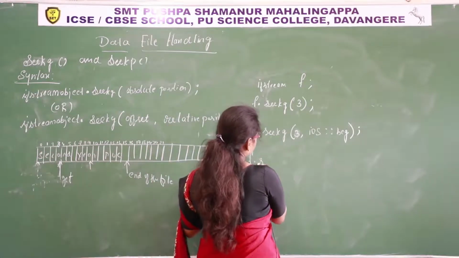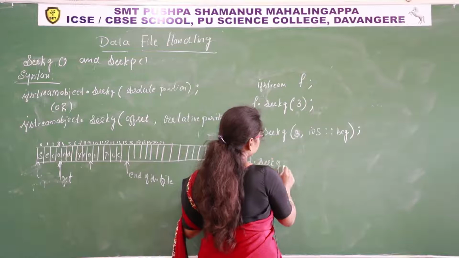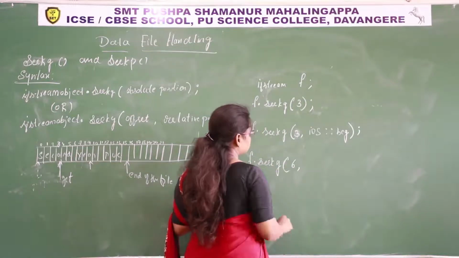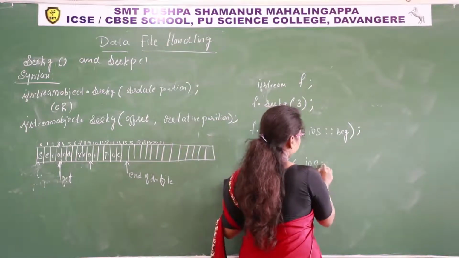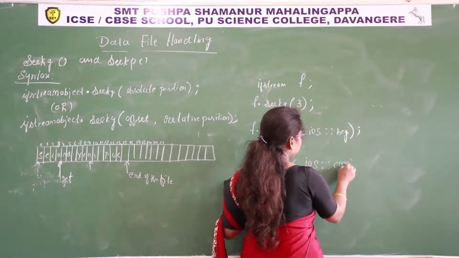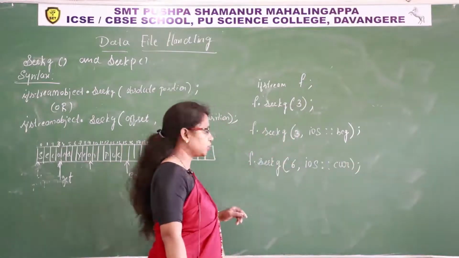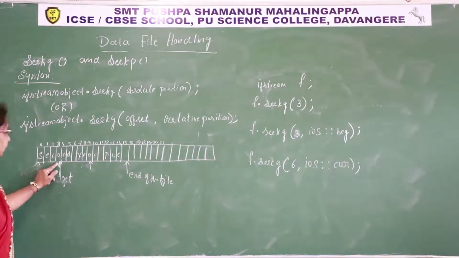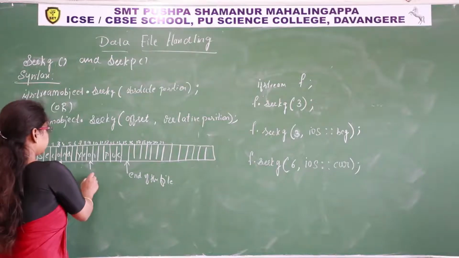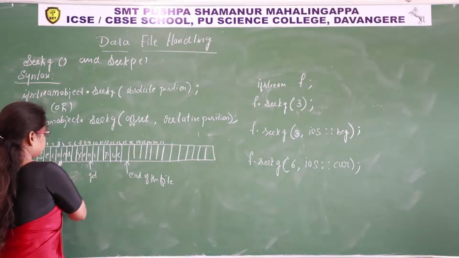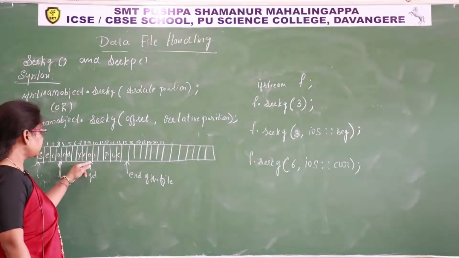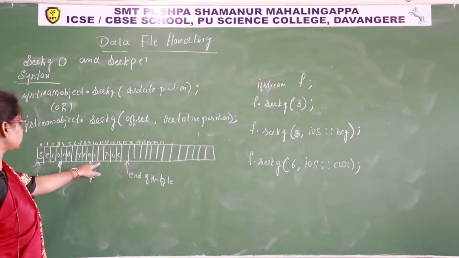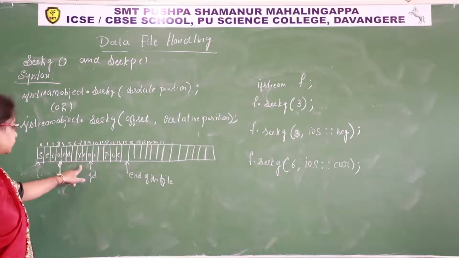f.seekg(6, ios::cur). CUR means current location. Right now its position is 3. This is the current position. So from this position it has to move to 9. Get pointer. Okay.